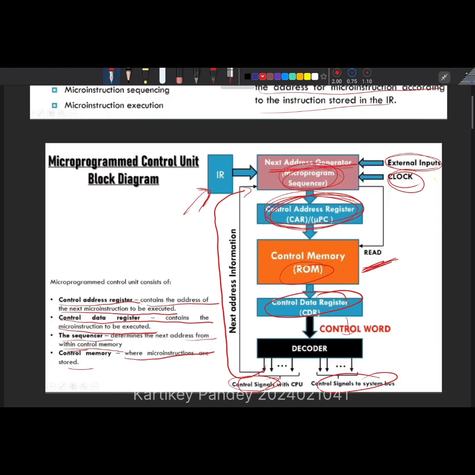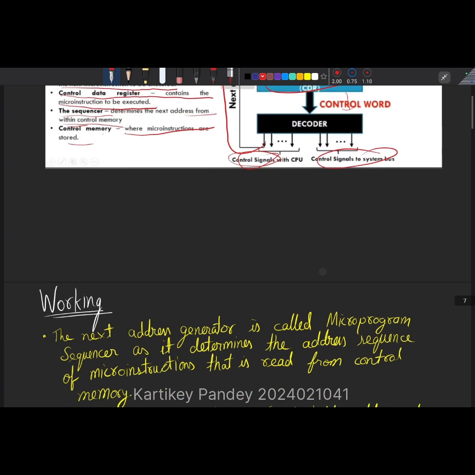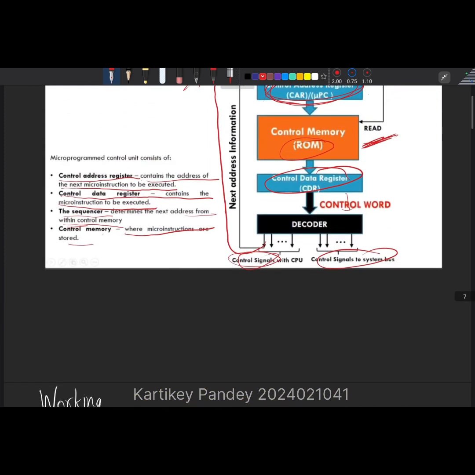So when CAR contains the address of the next micro instruction, it points towards that micro instruction, and that micro instruction is stored in this control memory. We can understand it further by discussing the detailed working of a microprogram control unit.